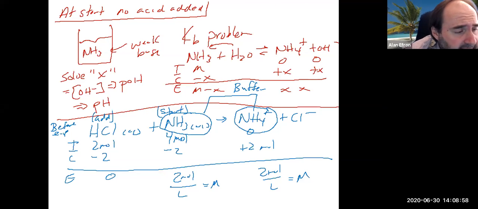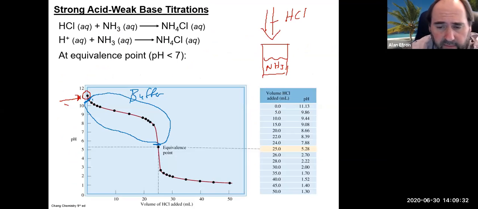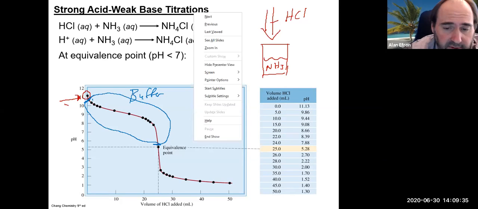The difference is in the first one, the buffer was an acidic buffer. In this one, the buffer is going to be a basic buffer, but it doesn't matter because you could go into your Henderson-Hasselbalch equation and get your answer. So much like the last one, we're going to end up with a buffer anywhere from starting the titration to before the equivalence point. And again, the only difference is it's going to be a basic buffer in this particular case. Any questions on that?